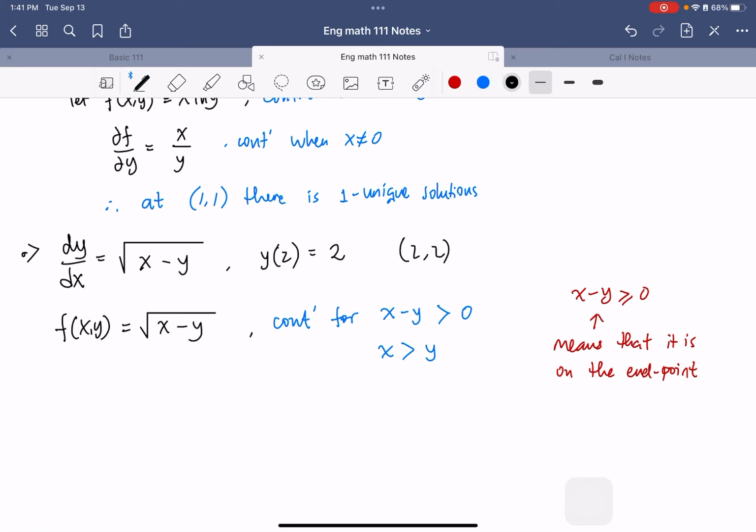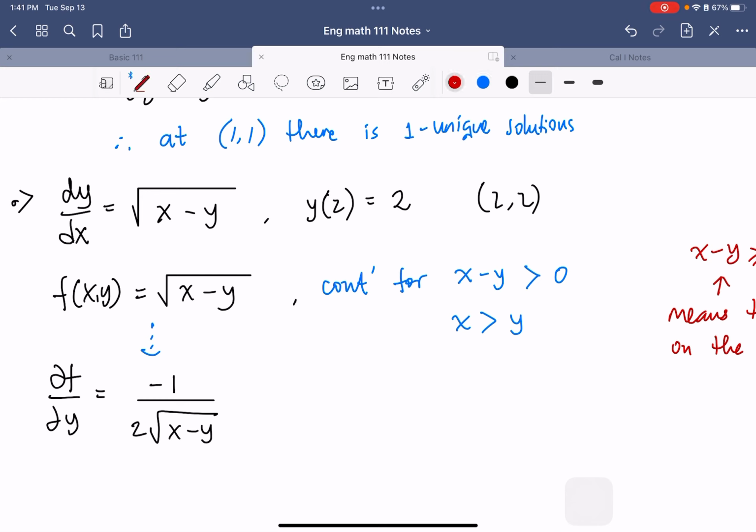Now, if we take the partial, so we do some differentiation, we are going to have 1 over 2 square root of x minus y. And because we differentiate with respect to y, it has a negative, we need to multiply with negative. Okay, I hope simple differentiation like this is not a problem.